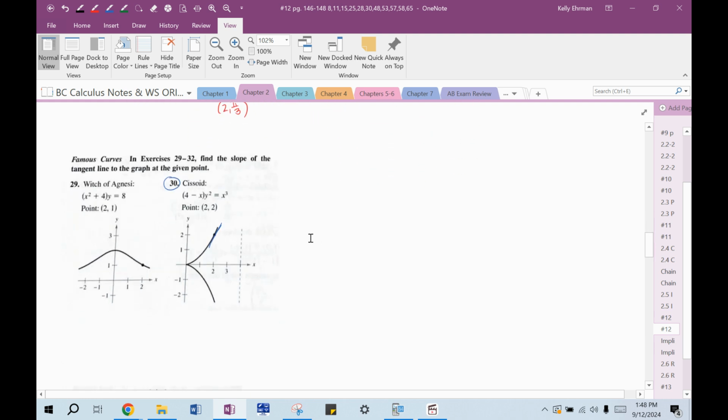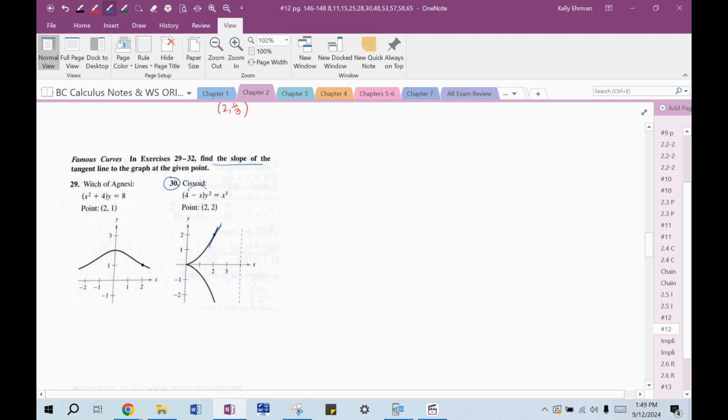All right, famous curves. This is kind of cool. Witch of Agnesi, and here's a cissoid. There were more on the textbook page if you look at it. Find the slope of the tangent line to the graph at the given point. So we need to take the derivative of this equation and evaluate at that point.